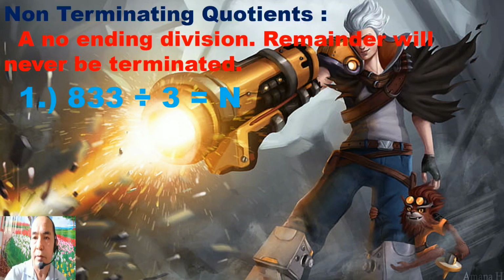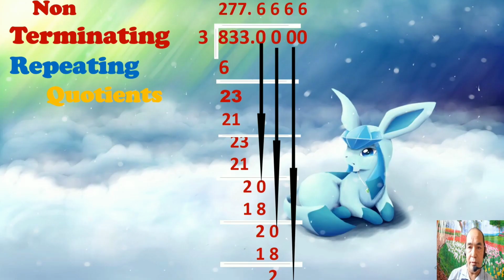Quotient. Okay, let's have an example of a non-terminating and repeated quotient. You have 833 divided by 3. Okay, let's perform the actual division now. We have 833 divided by 3.